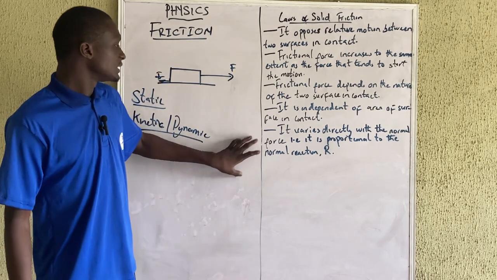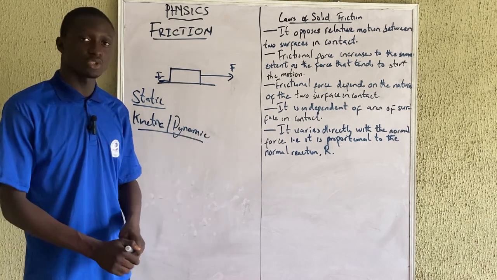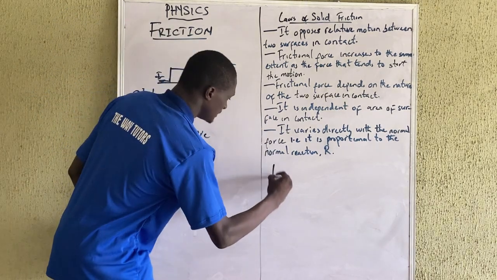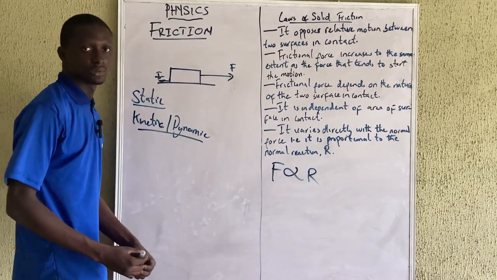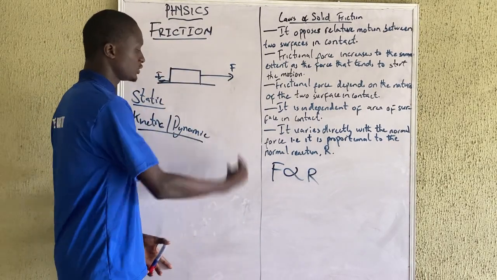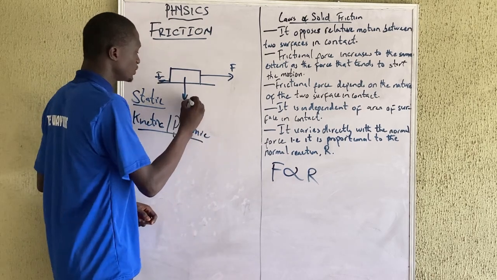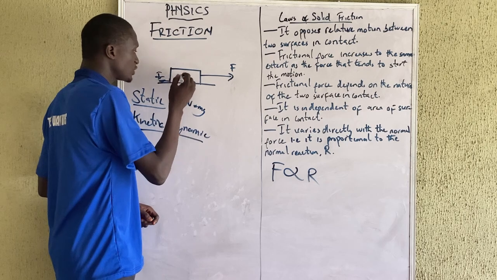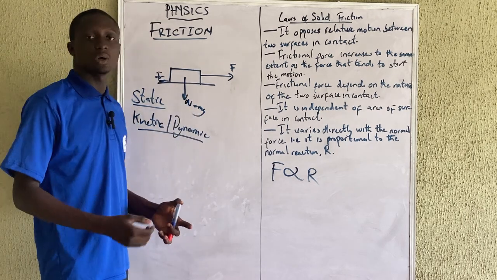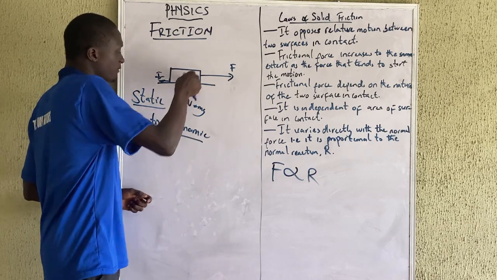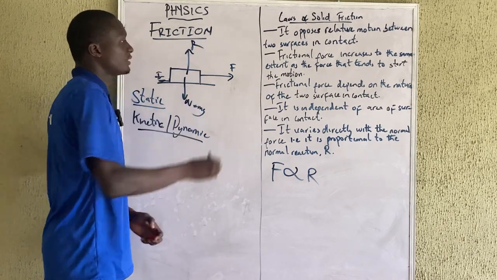Now, the last one, they said frictional force varies directly with the normal force, that it is proportional to the normal reaction. It means that frictional force, let's represent it as F, is directly proportional to what? Normal reaction. Like I said earlier, the normal reaction is the upward reaction. Let's say, for instance, you have the weight of this object, the weight acting downward, weight mg. The normal reaction is equal, from Newton's third law of motion. It says that to every action there is an equal and opposite reaction. So it means that for a weight acting downward, there will be an opposite reaction acting upward. So that's your normal reaction.